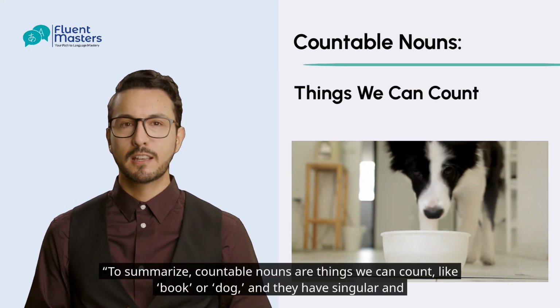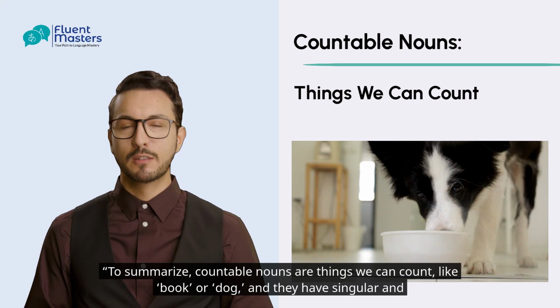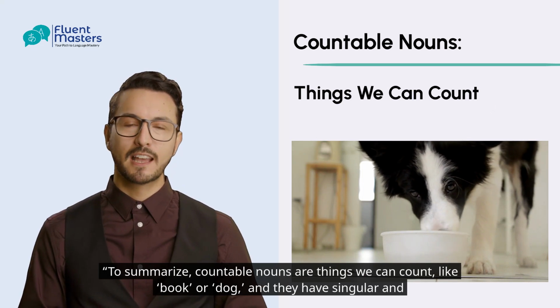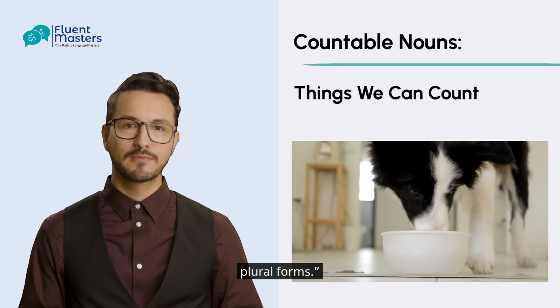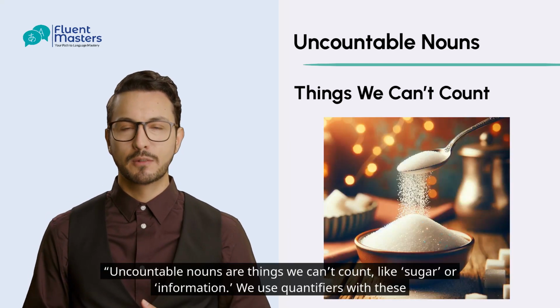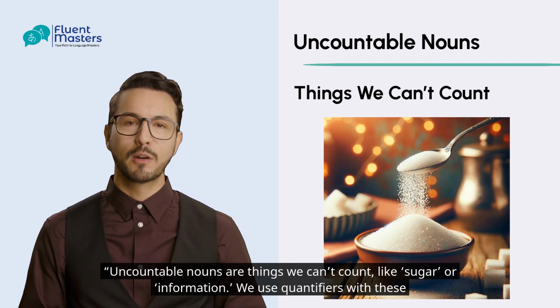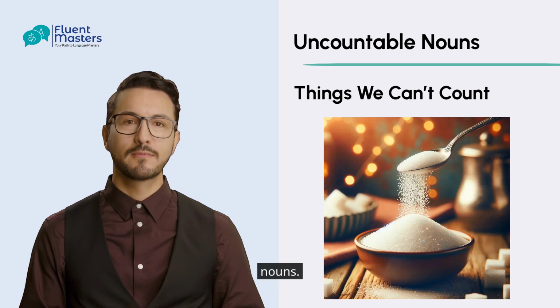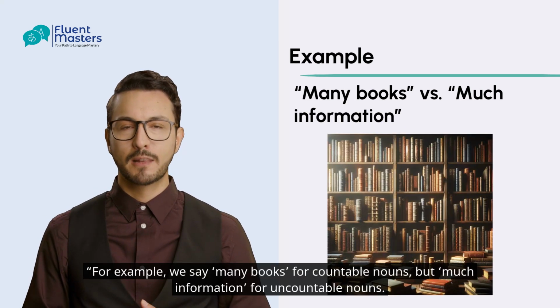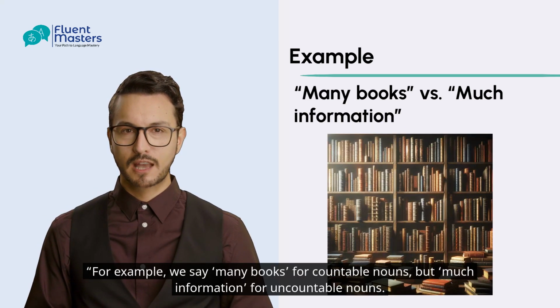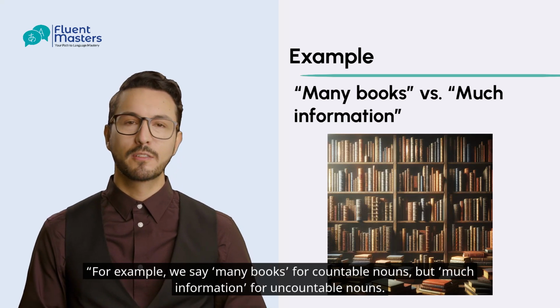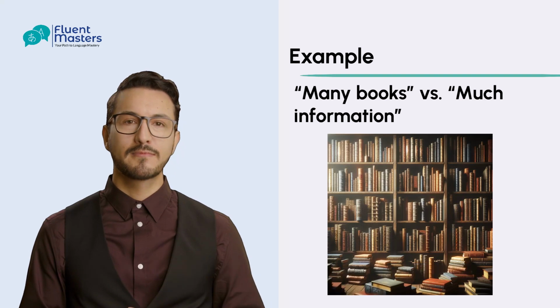To summarize, countable nouns are things we can count, like book or dog, and they have singular and plural forms. Uncountable nouns are things we can't count, like sugar or information. We use quantifiers with these nouns. For example, we say many books for countable nouns, but much information for uncountable nouns.